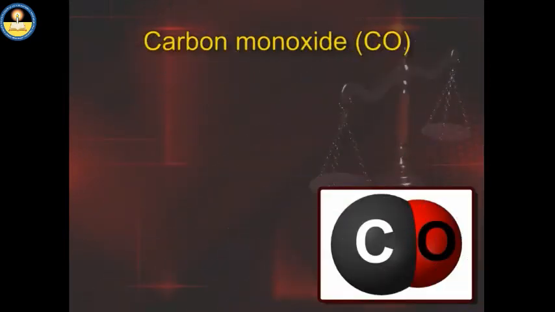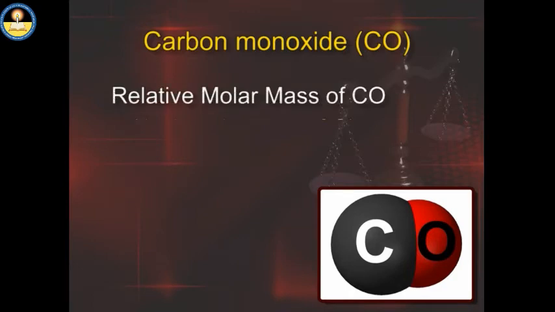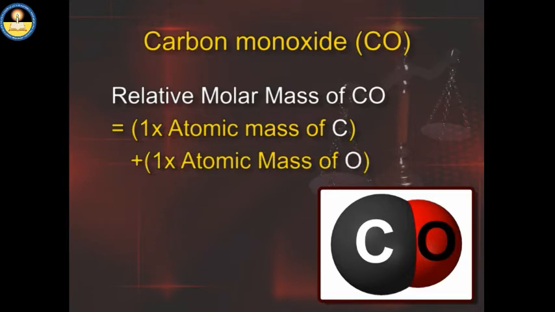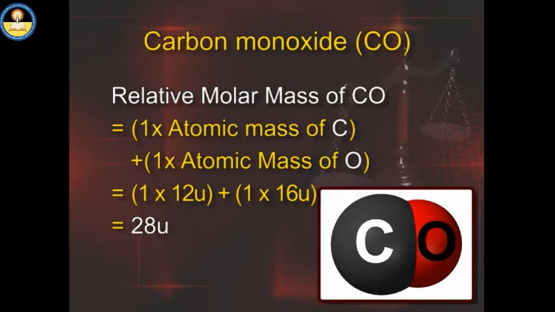Next is carbon monoxide. Relative molar mass of carbon monoxide is equal to 1 multiplied by atomic mass of carbon plus 1 multiplied by atomic mass of oxygen, which is equal to 1 multiplied by 12U plus 1 multiplied by 16U, that is 28U.